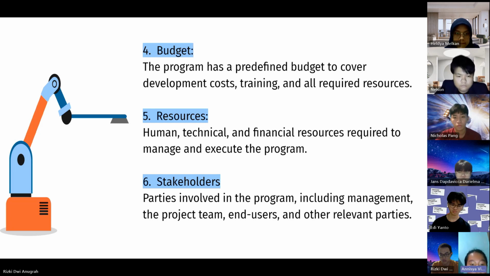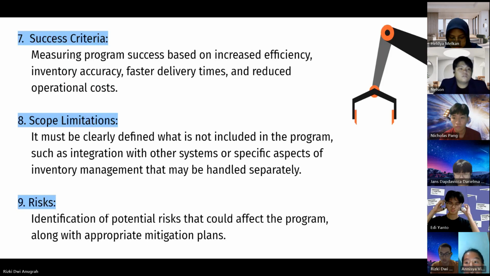6. Stakeholders. Parties involved in the program, including management, the program team, users, and other relevant parties. Okay, number 7, success criteria. Measuring program success based on increased efficiency, inventory accuracy, faster delivery times, and reduced operational cost. 8. Scope limitations. It must be clearly defined what is not included in the program, such as integration with other systems or specific aspects of inventory management that may be handled separately.